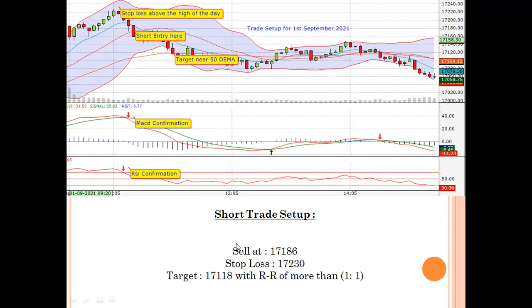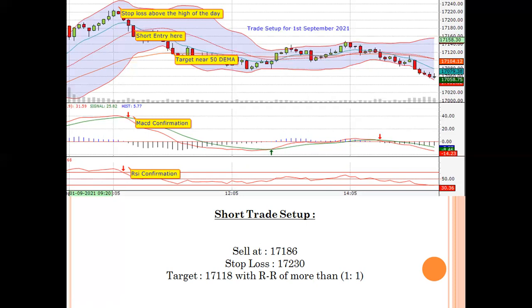All right, so I sold it at around 17,186. My stop loss was 17,230, which was a few pips above the high of the day. And my target was 17,118 with a risk reward of what, 1:1? It's more than 1:1 actually. If you see, the stop loss is somewhere around 44 and my target is almost more than 100. So it was a relatively good trade and it worked out fantastically well.